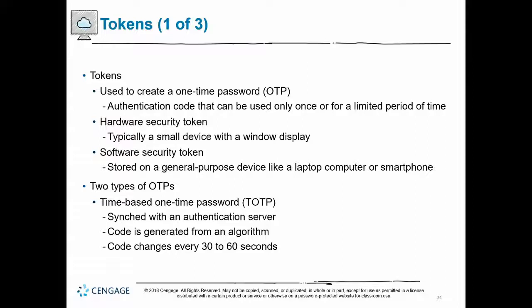There are 2 types of OTPs, one-time passwords. Time-based one-time password: synced with the authentication server. Code is generated from an algorithm. Code changes every 30 to 60 seconds.